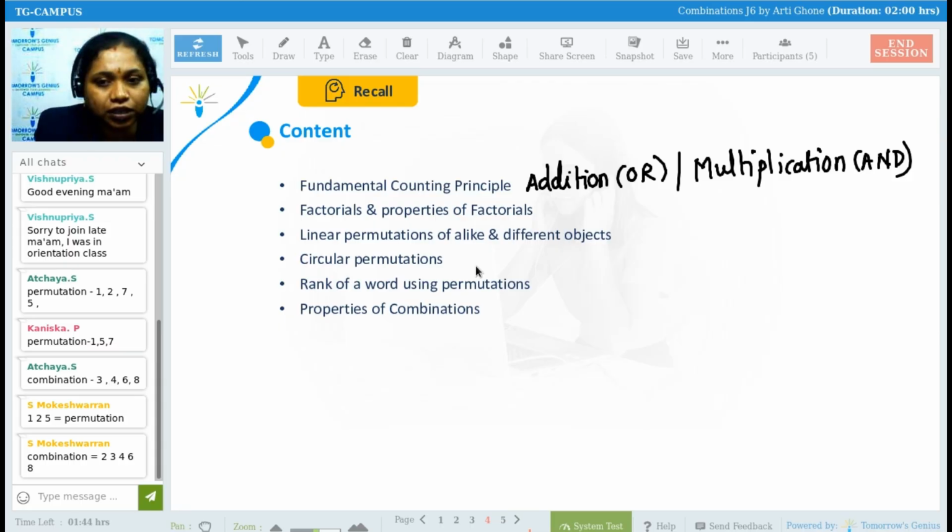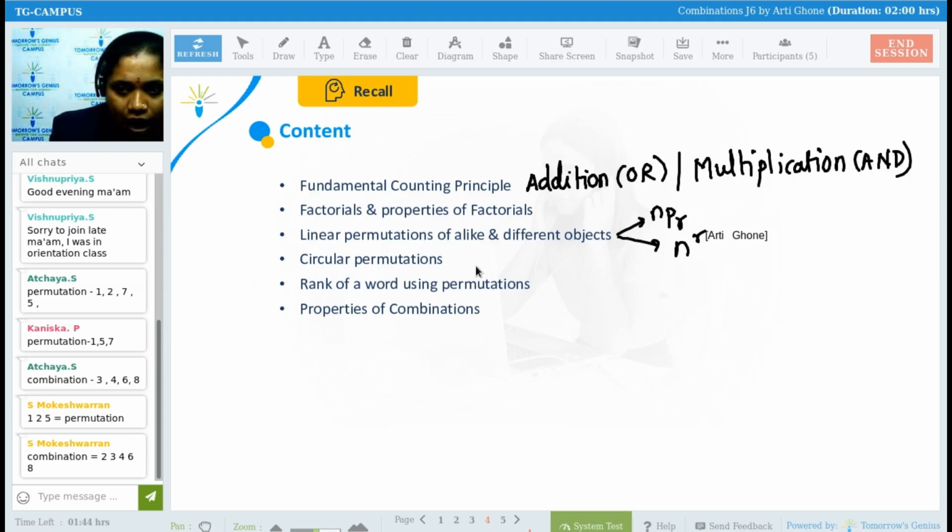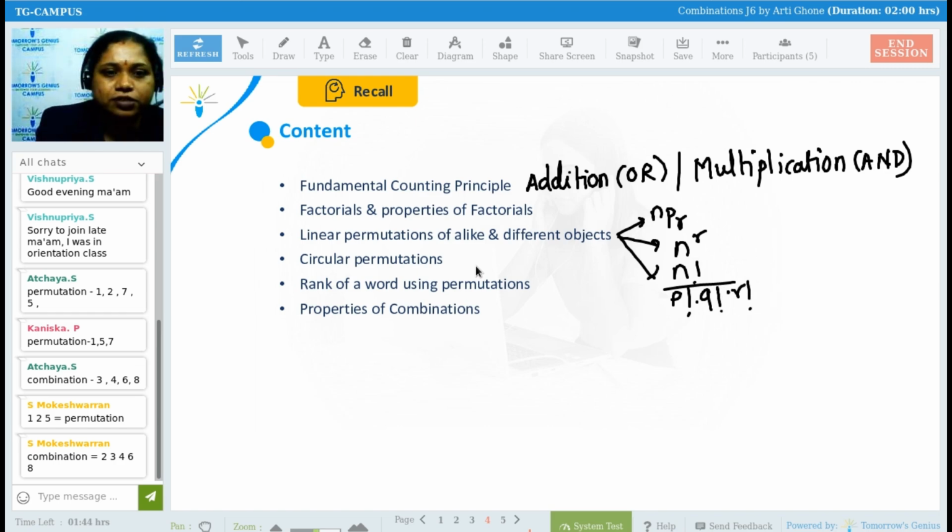Factorials and properties of factorial. Linear permutations. Which are the linear permutations? The linear permutations are of 3 kinds: either nPr, or n raised to power r, or n factorial upon p factorial into q factorial into r factorial. Got it all? Remembered what is the first one? It is the same permutation. Linear permutation of the first and straightforward kind, that all objects are different and we want to arrange. Clear? N objects are different and we want to arrange r objects.